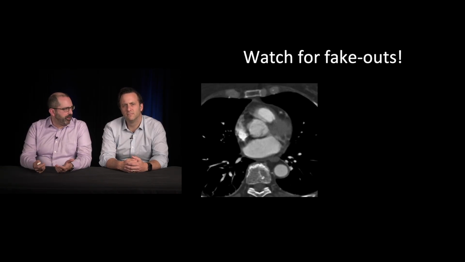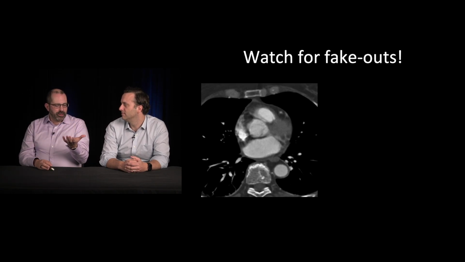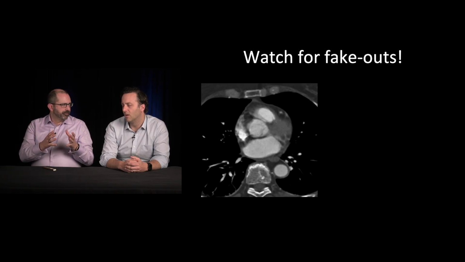You've got to watch out for fake outs. A lot of type A's start at the aortic root, and if you look on this scan, you see what looks for all the world like it could be a dissection flap. It is not, actually. But this is a super common fake out, because we're taking a static image of a moving structure. When that happens, you get motion artifact, and it's typically from the aortic valve.